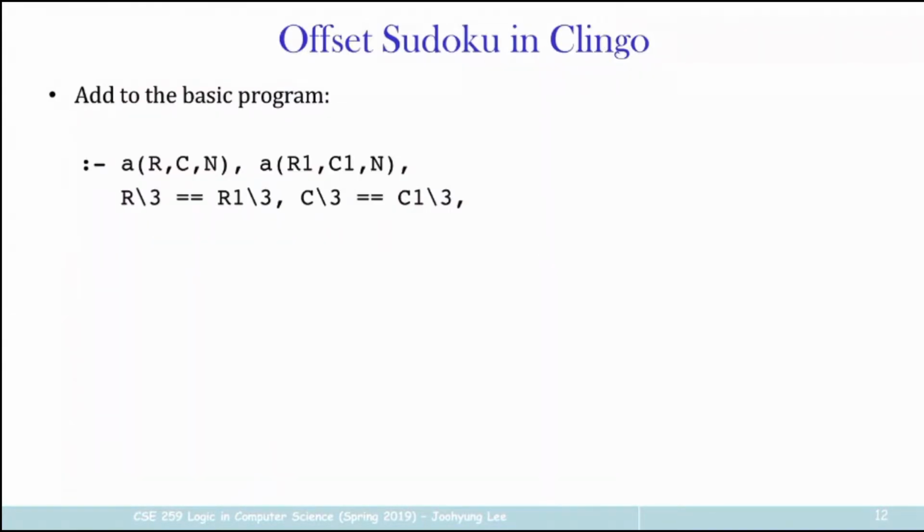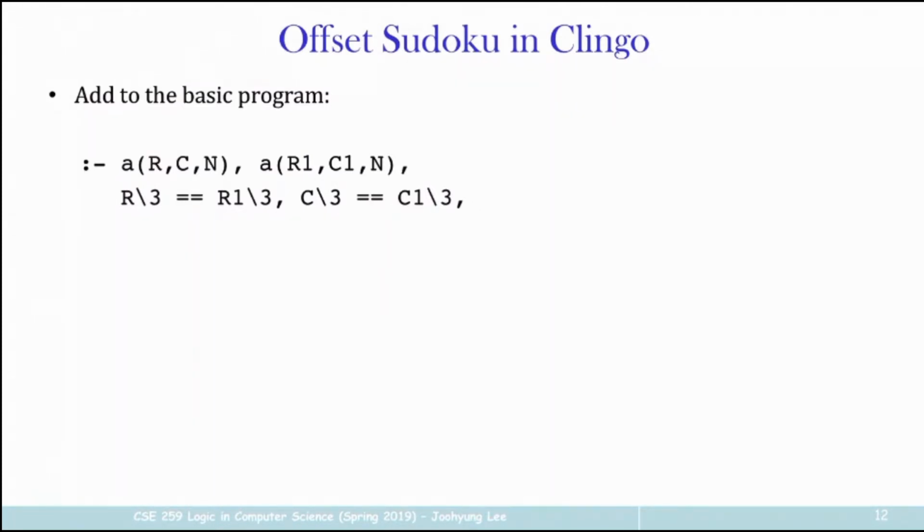So how do we solve this Sudoku puzzle in Clingo? So I told you, do not touch the base program that I showed you before. We are only going to add one more rule here. And the rule here is saying this. So there are 2 positions, R, C, that has the value n, and R1, C1, that has the value n. So these are the 2 positions that have the same value n, okay?